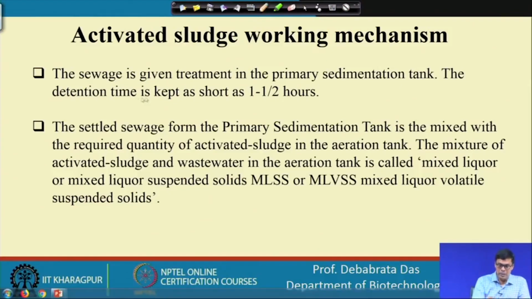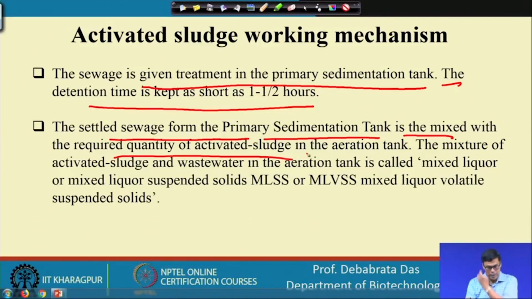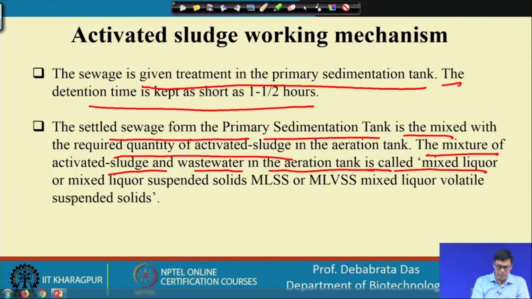The sewage is given treatment in the primary sedimentation tank, with a detention time of about 1 to 1.5 hours. The settled sewage from the primary sedimentation tank is mixed with the required quantity of activated sludge in the aeration tank. The mixture of the activated sludge and wastewater in the aerobic aeration tank is called the mixed liquor suspended solids, MLSS, and MLVSS, mixed liquor volatile suspended solids.